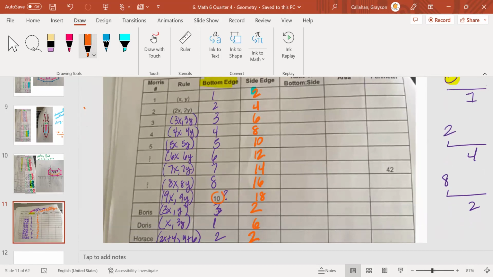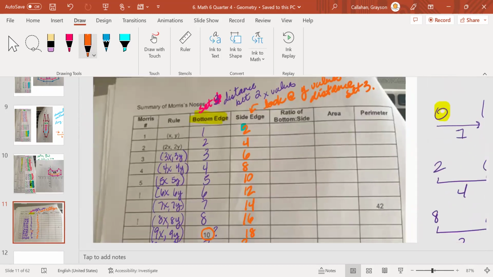So this one, I'm not sure how she got a 10, but you want to ask her. Okay. Then ratio of bottom to side. So the ratio is just 1 to 2. Bottom comes first, so the 1's right there. Do you see that? Side is the second one. That goes right there. Do you see that?